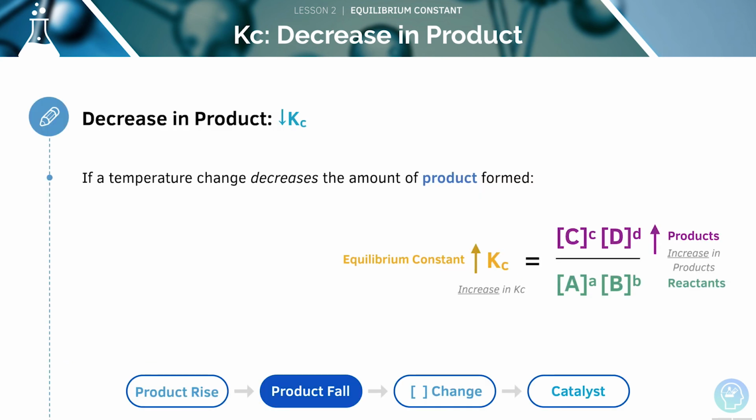Now let's look at a decrease in Kc. If the temperature change decreases the amount of product that is formed, the value of the numerator will also decrease, leading to a lower value of Kc.